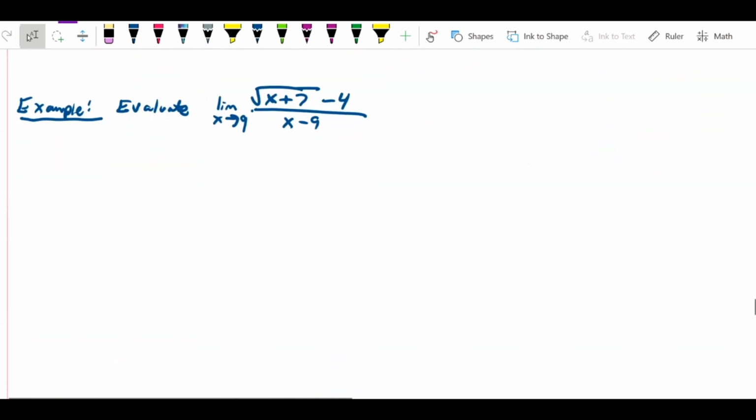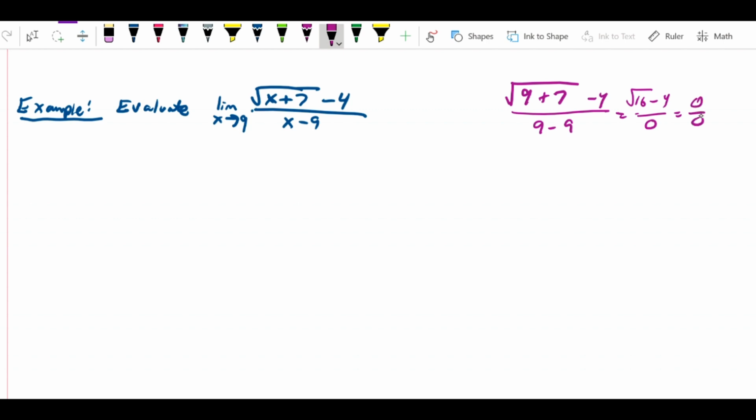Let's do another example along those lines. It's a little bit more complicated. So let's look at this function. We have the square root of x plus 7 minus 4 over x minus 9. Surprisingly, this also comes out to a 0 over 0 limit. I'll just verify that by replacing the x with a 9. This becomes the square root of 9 plus 7 minus 4 over 9 minus 9. That gives us the square root of 16 minus 4 over 0, which is 0 over 0, because the square root of 16 is, of course, 4.